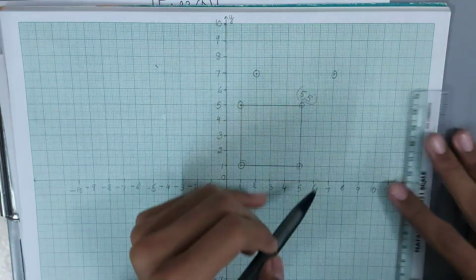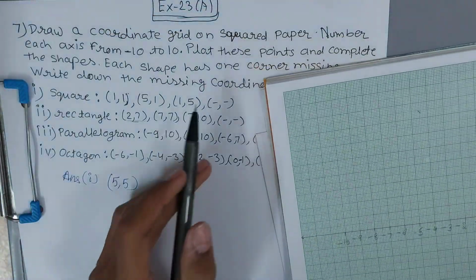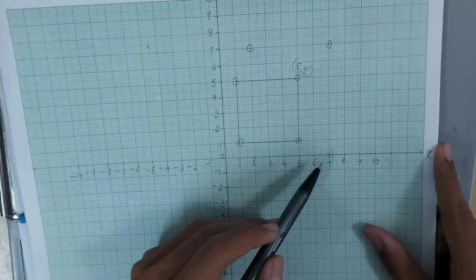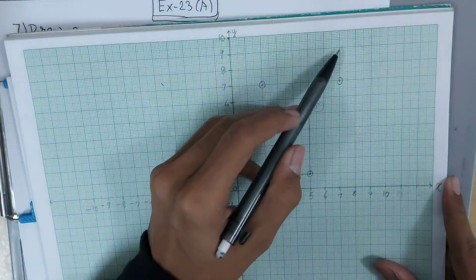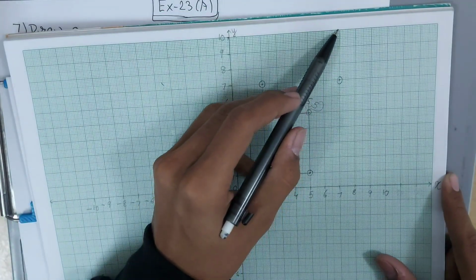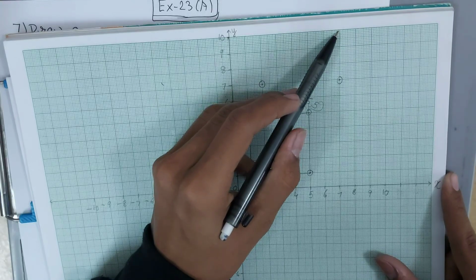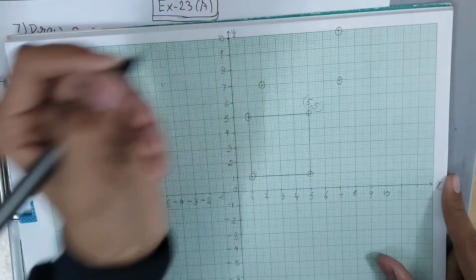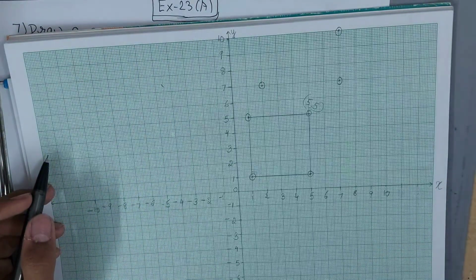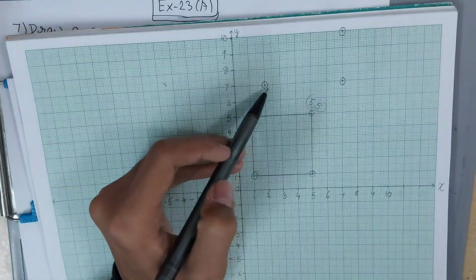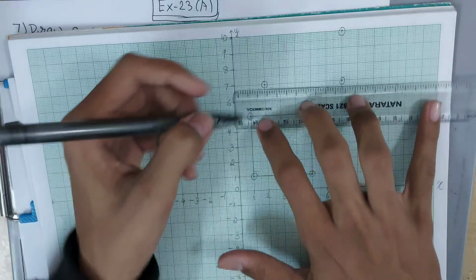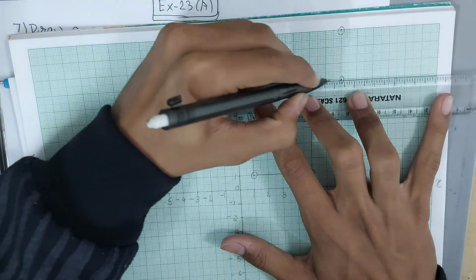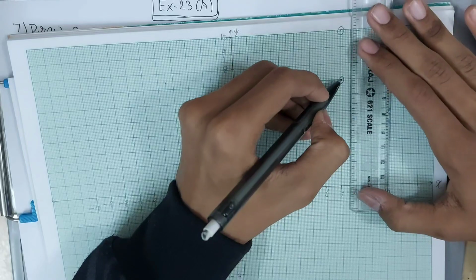Now we have to mark the 4th point. The third point, that is 7 comma 10. So 7 on the x-axis and 10 on the y-axis here. This is where our point 3, the third point, will come. Now you have to tell the fourth point as well. Where will it be? Can you see clearly? I will join the two.